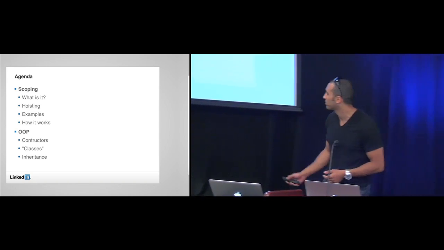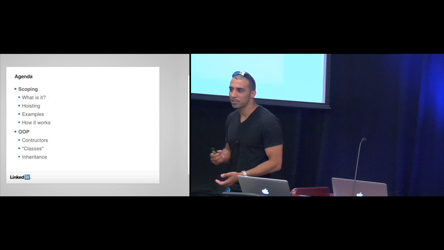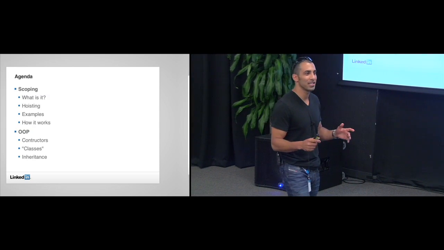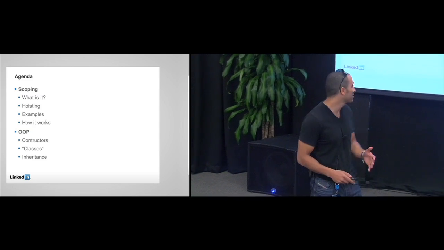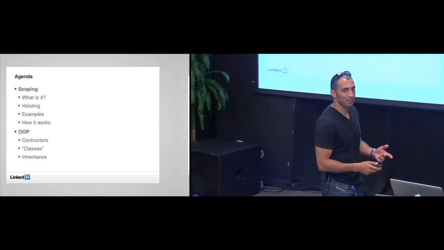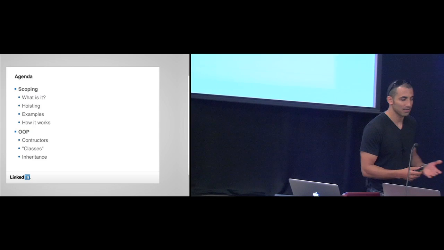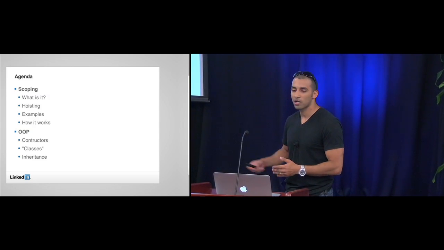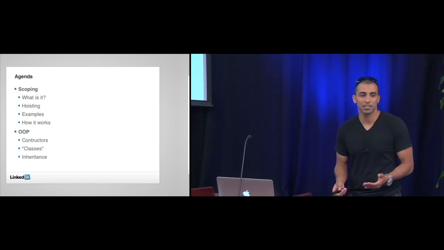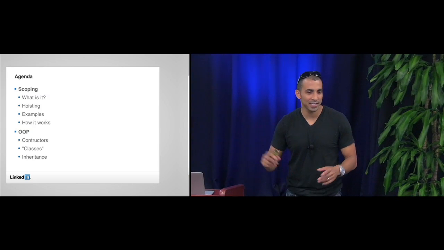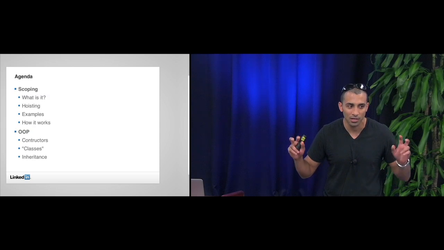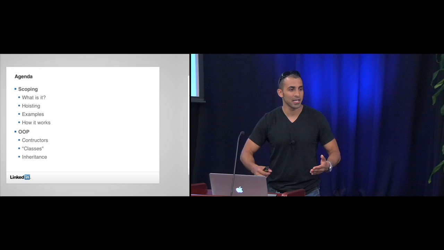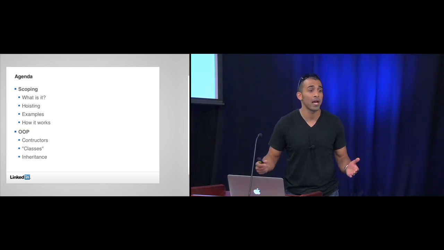So this is the agenda for today. We're going to go over scoping, what it is, how it works. We're going to talk about hoisting, look at some examples, and then we're going to dig in really deeper on how it works behind the scenes. From there, we're going to talk about OOP, or object-oriented programming. I hear some guys here saying OOP. I'm from Canada. We say OOP. And we're going to talk about constructors in JavaScript, what they are, how they are defined, what they mean, classes, and I put that in quotes because in JavaScript, as we know, there's no concept of classes. And from there, we're going to be able to construct objects and thereby employ inheritance and other design patterns in JavaScript.